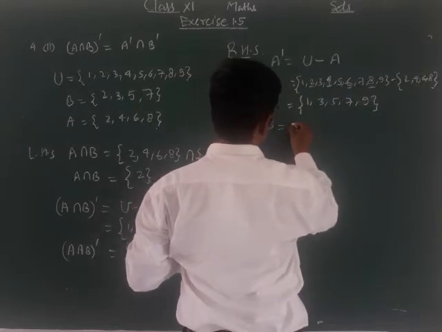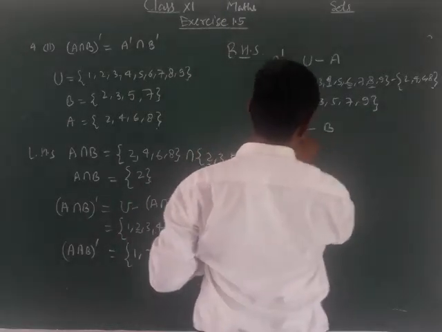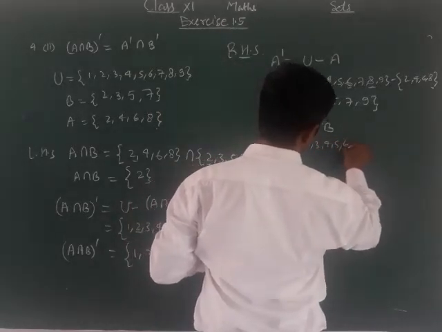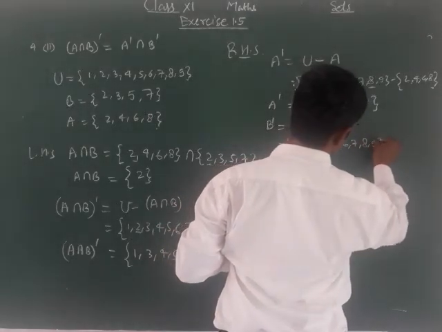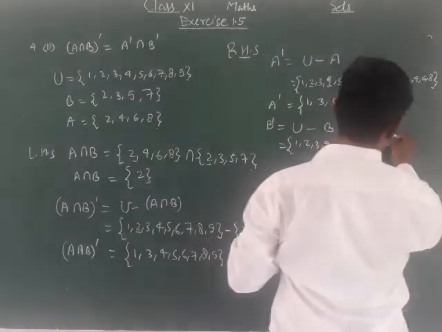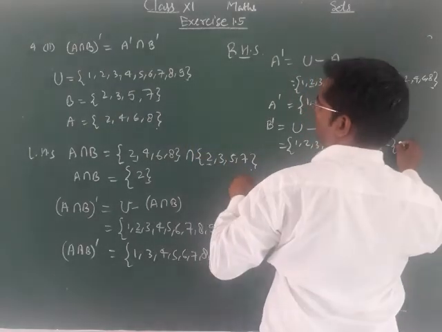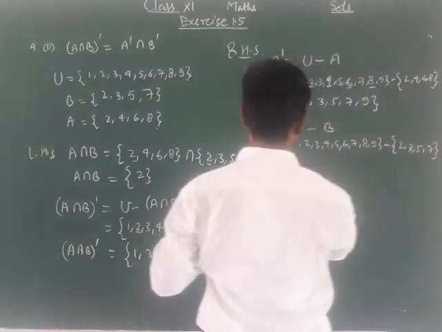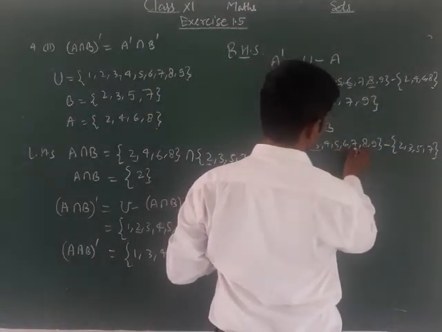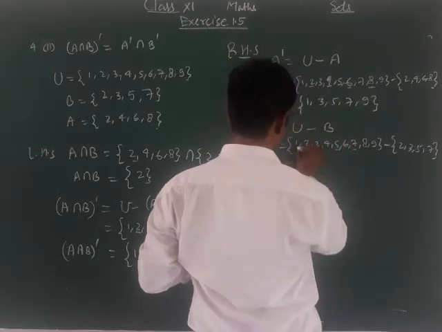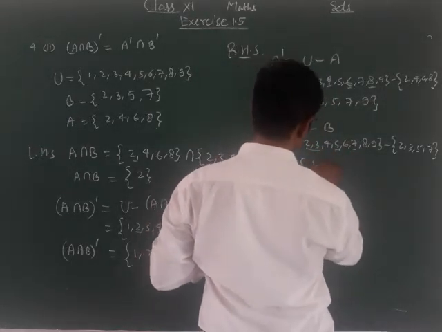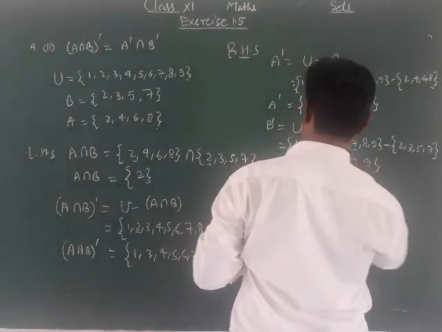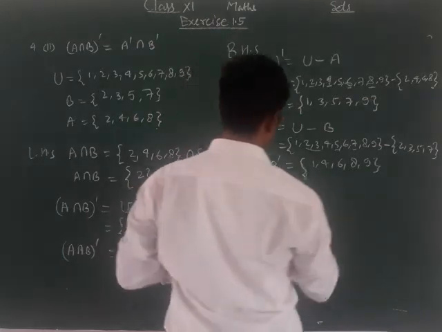Complement of B is equal to U minus B. So U is 1, 2, 3, 4, 5, 6, 7, 8, 9 minus the B elements 2, 3, 5, 7. So B dash means 1, 4, 6, 8 and 9. This is B dash.